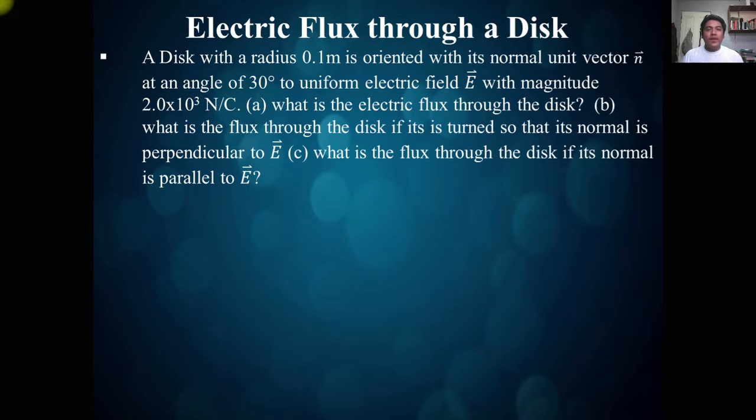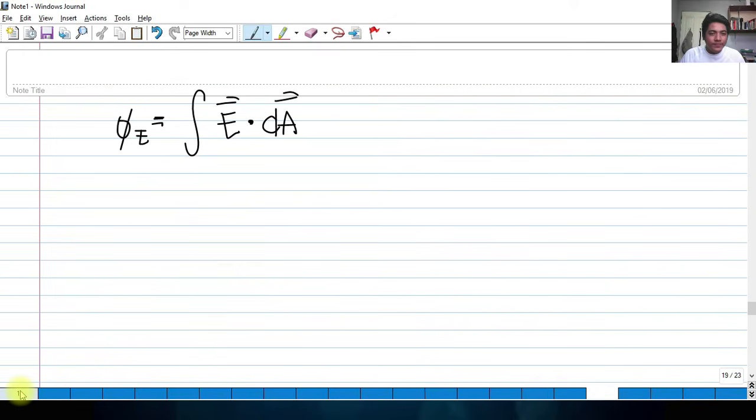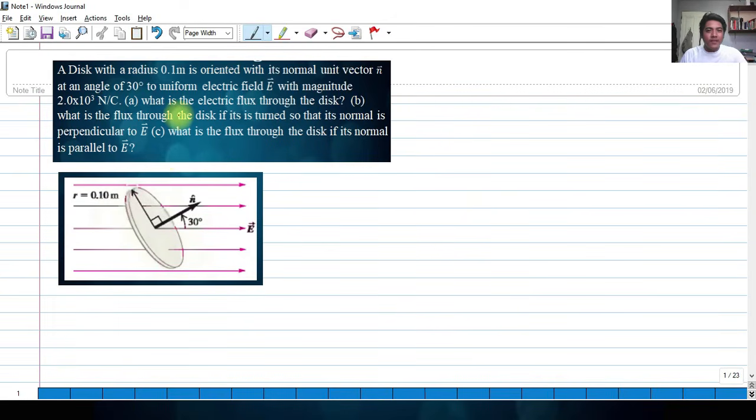So, let's try to solve some problems here. I prepared some problems, which are the same as in our PowerPoint presentation. A disk with a radius of 0.1 meter is oriented with its normal unit vector n at an angle of 30 degrees to a uniform electric field E with a magnitude of 2 times 10 raised to 3 newtons per coulomb. Letter A: what is the electric flux through the disk?